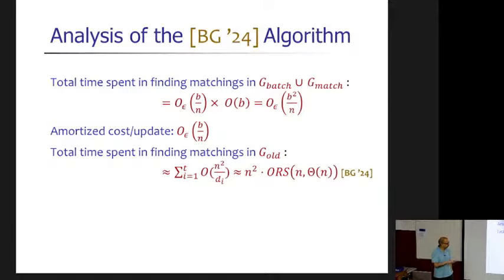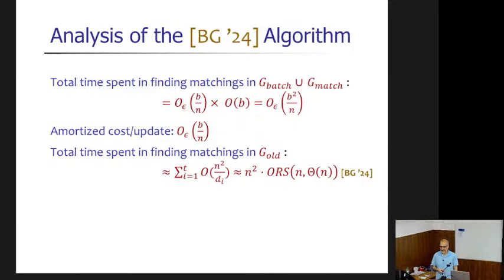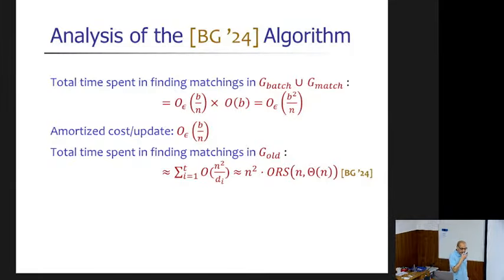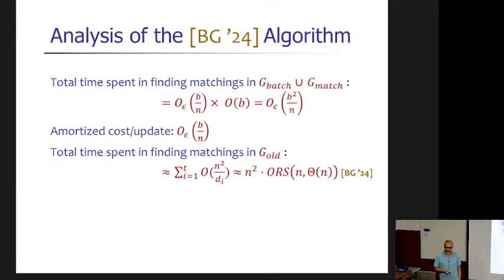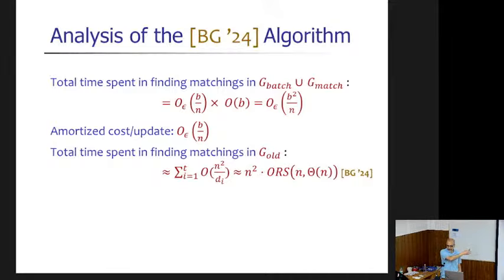BG24 shows that the summation is bounded by N squared times ORS of N comma theta N. In particular, they show summation 1 over Di is bounded by ORS of N comma theta N. This is only for a decremental graph that you get the summation. Yes, it is using the fact that this is a decremental graph, that I'm not adding and deleting edges. But I'll show you how this is going to come. So for now, just assume this magical result is true. What does it tell us?